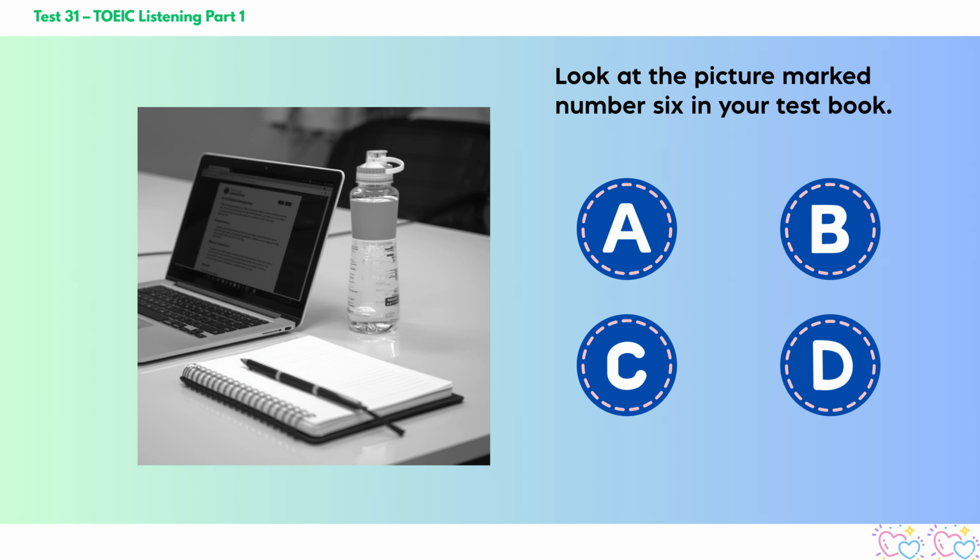Look at the picture marked number 6 in your textbook. A. People are having a meeting around the table. B. The conference table is set with laptops, notebooks, and water bottles. C. Chairs are stacked in the corner. D. The room is empty after the meeting.